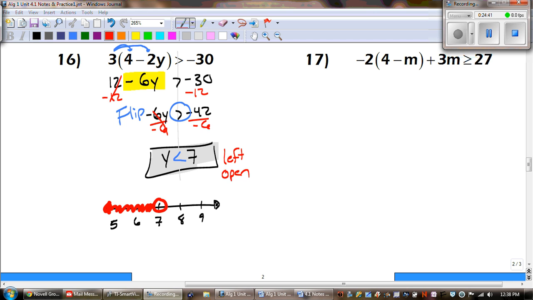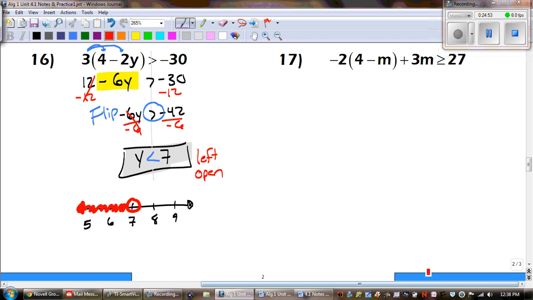Okay, so we get y is less than 7, sorry, y is less than 7. Remember that when we divide by a negative, we have to flip that sign. Okay, number 17.